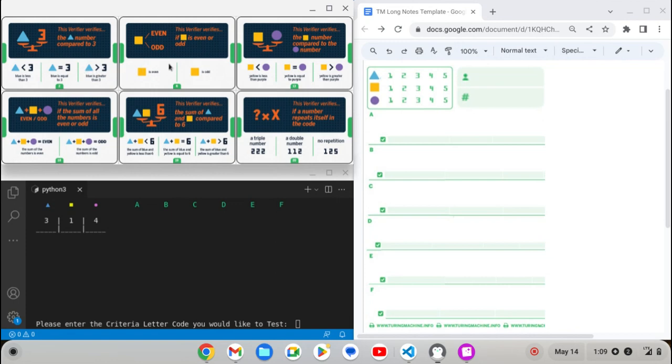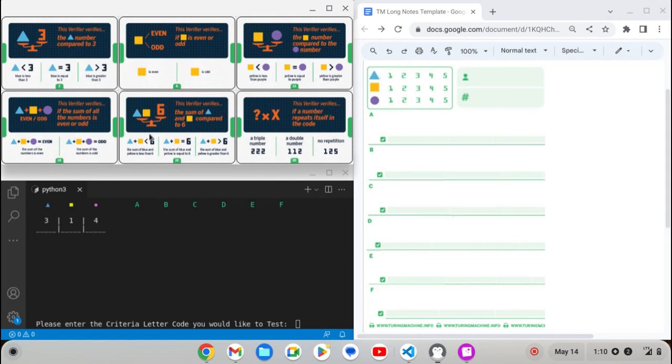Criteria B looks at the middle digit, the square digit, and will let us know whether that digit is an even quantity or an odd quantity. Criteria C will compare the middle digit and the last digit, the square and the circle, and basically let us know whether the square should be less than the circle, should they be equal, or should the square be greater than the circle. Criteria D will take the sum of all 3 digits and will let us know whether that sum is an even quantity or an odd quantity.